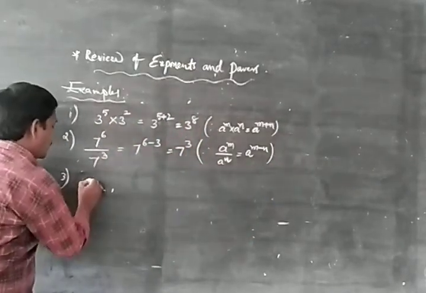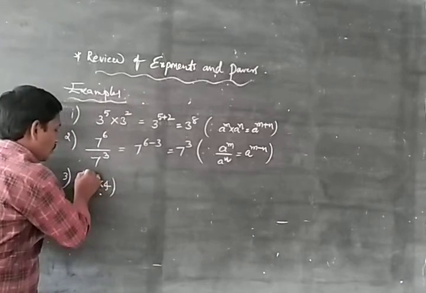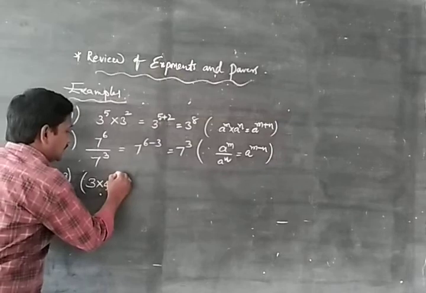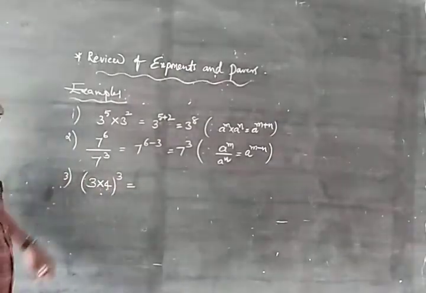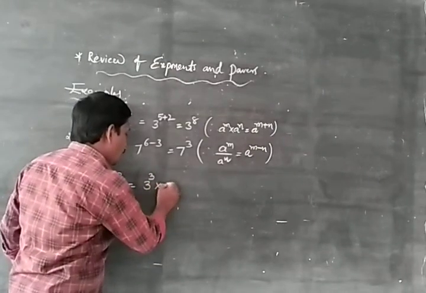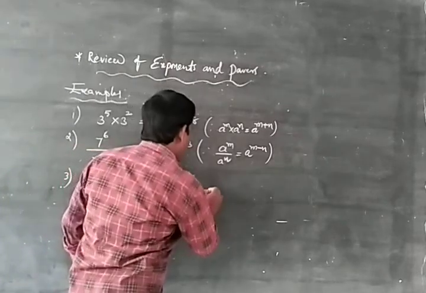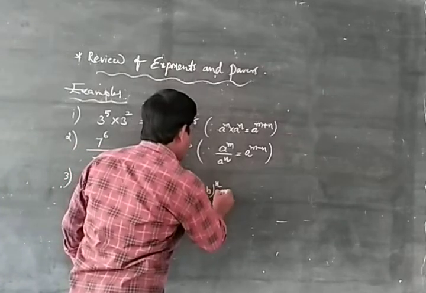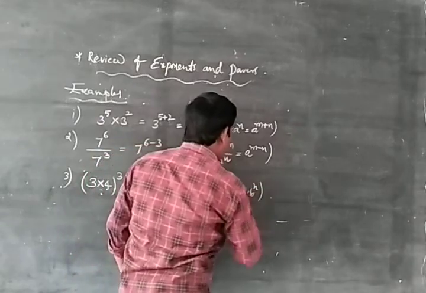And third one, (3 into 4) whole power 3 means 3 cube into 4 cube. This is the formula (ab) whole power n equal to a power n into b power n.